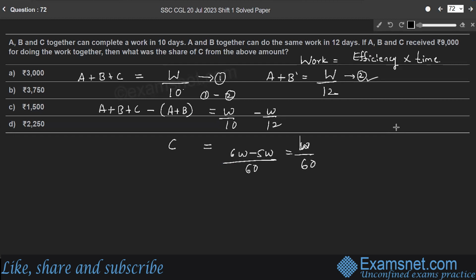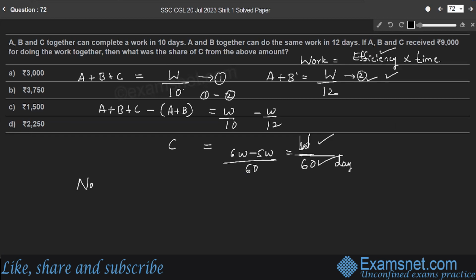That means C takes 60 days of time. Here the denominator 60 means the time, right? Because efficiency is work by time. C takes 60 days to complete W amount of work, right? Therefore, the efficiency of C is W by 60, right? Now consider the ratio of efficiency of A and B together to C, right?